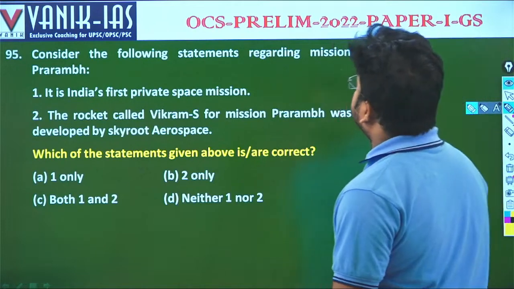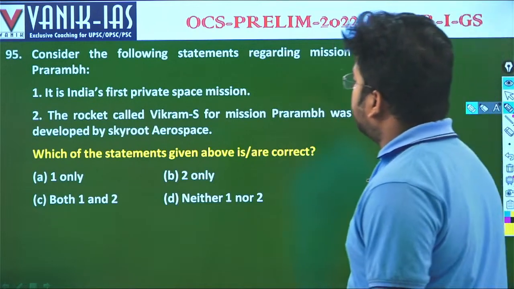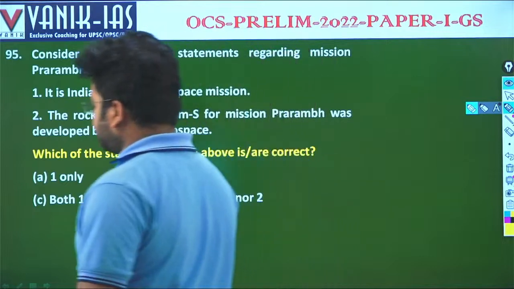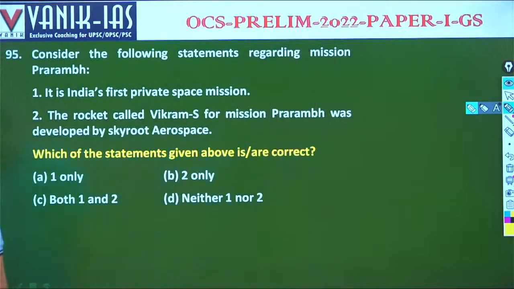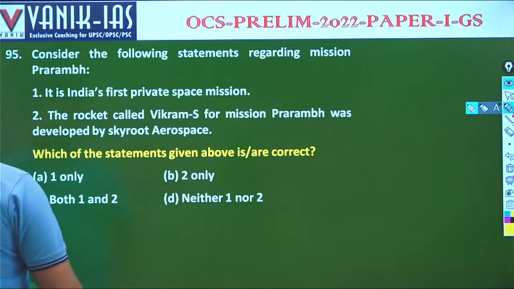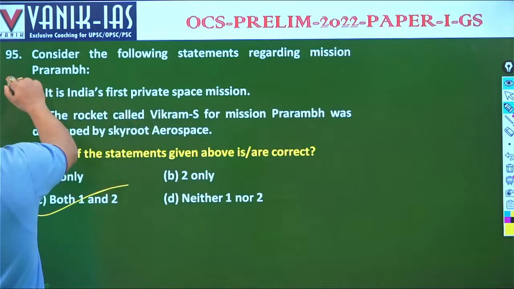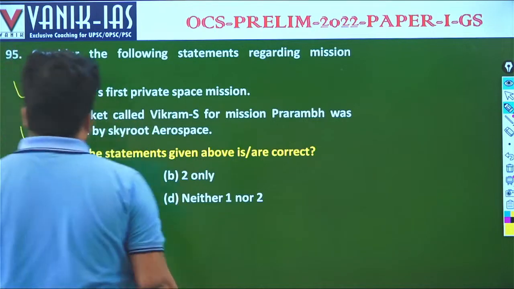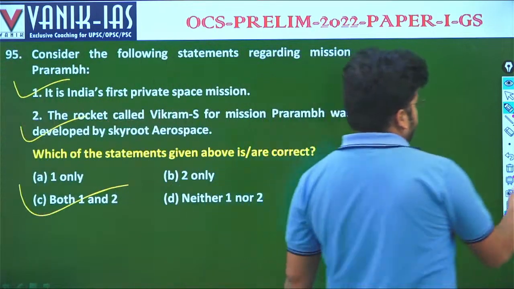Consider the following statements regarding the mission Prarambha. It is India's first private space mission. And the rocket, called Vikram-S, for the mission Prarambha was developed by Skyroot Aerospace. So both the statements are right. The first private space mission is called Prarambha, by Skyroot Aerospace. So both the statements are right here.